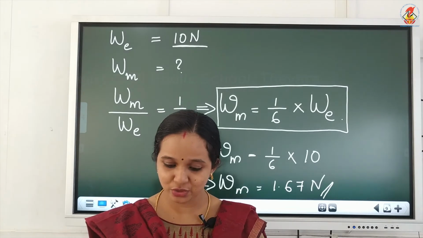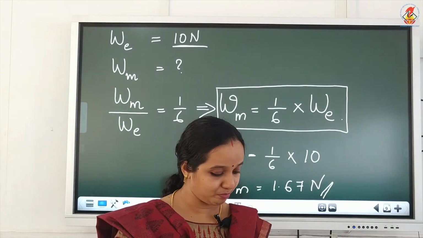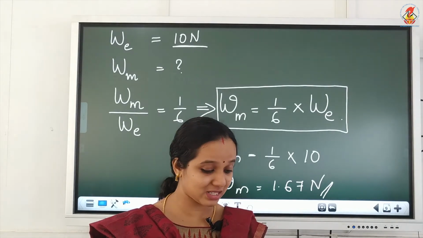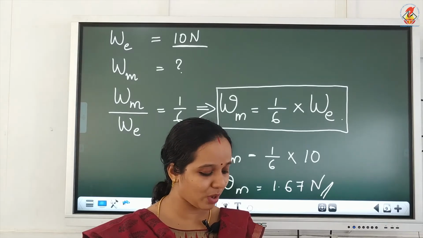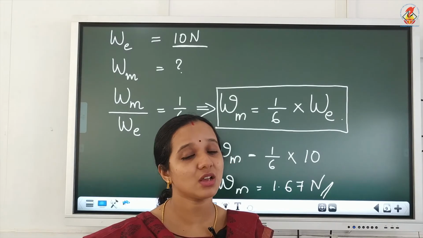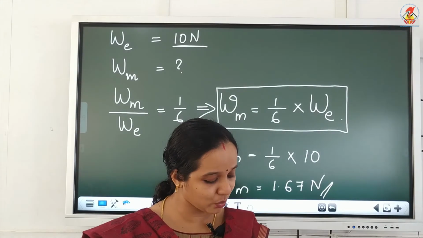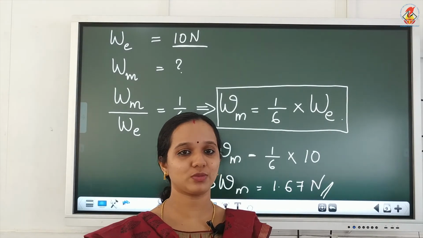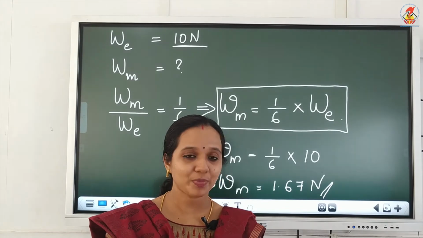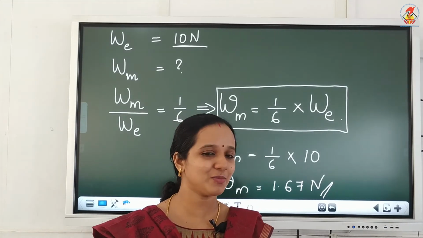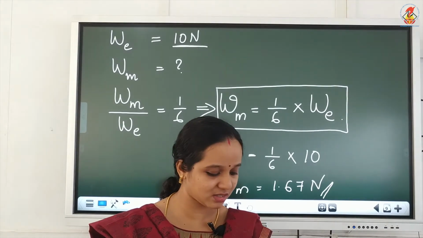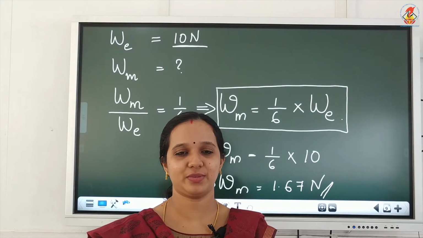Now moving to the blue questions given in the same page 138. On page number 138 you have a set of blue questions. Of those questions, question number 2. Question number 2. Why is the weight of an object on moon 1 by 6th its weight on earth?